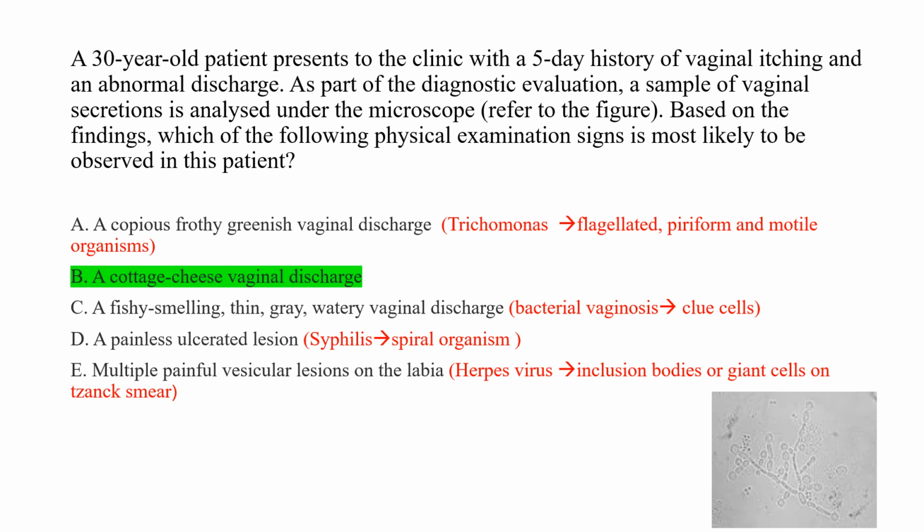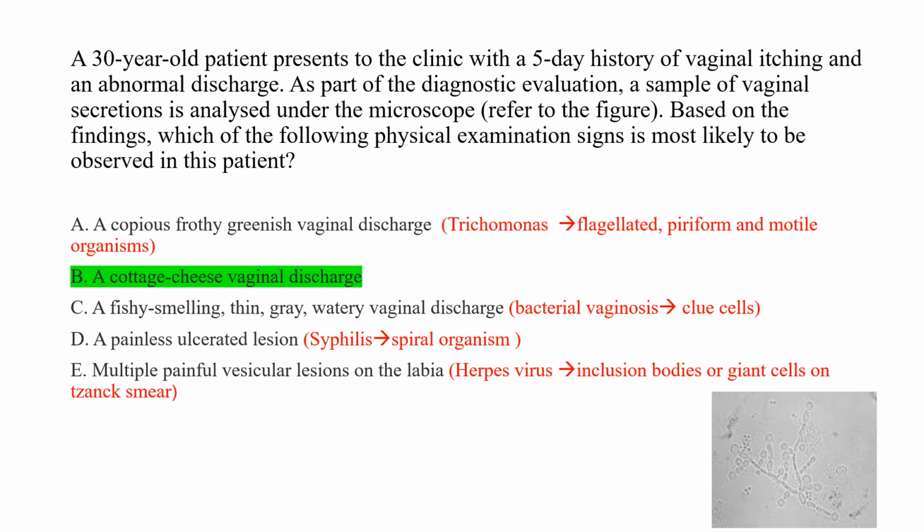Let's have a look at why the other options are incorrect. Option A is incorrect because a copious, frothy, greenish vaginal discharge describes trichomoniasis, which is caused by Trichomonas vaginalis. On microscopy, you would see a flagellated, motile, piriform organism. And option C is incorrect because a fishy smelling thin gray watery vaginal discharge is characteristic of bacterial vaginosis, and you would see clue cells on the wet mount.